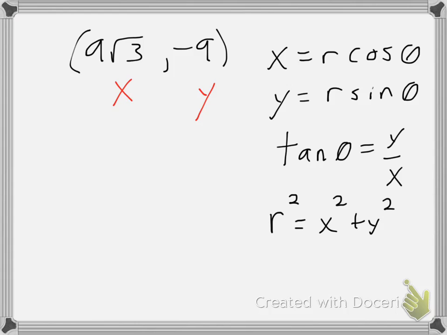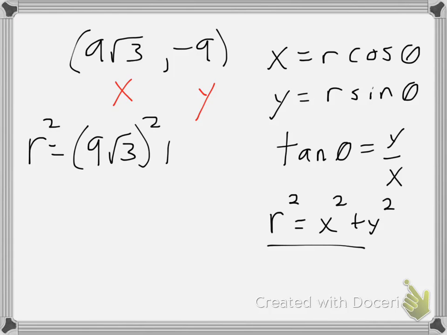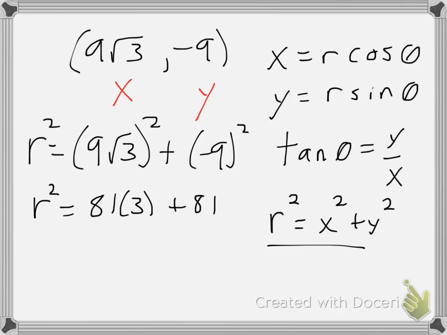So I'm going to find a value for polar coordinates. I need to find a value for r and then of course theta. So I'll start with r. I can use this last formula here and say, well, r squared is equal to x squared plus y squared, which I have each. So I can say r squared is equal to x squared, so that's my 9 root 3 squared plus -9 squared. And I'll evaluate. So I have 81 times 3 plus 81.